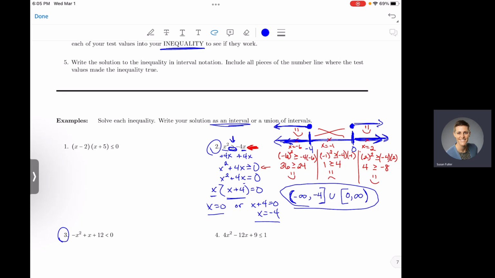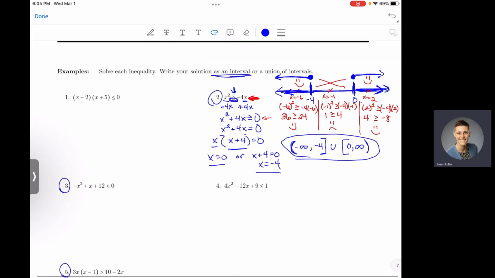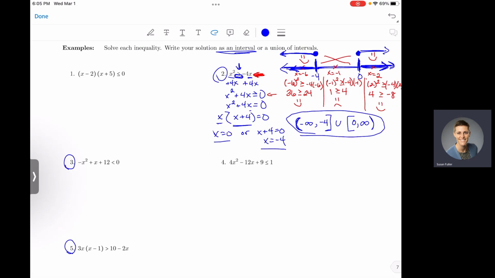Okay, so let's try another one. How about number 3 here? I have negative x squared plus x plus 12 is less than 0. Okay, well, I have everything on one side and a 0 on the other. So the first thing I'm going to do is replace my inequality with an equals sign. So I'm going to first solve negative x squared plus x plus 12 equals 0.